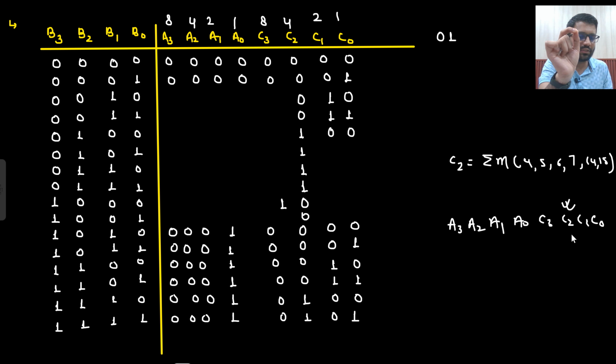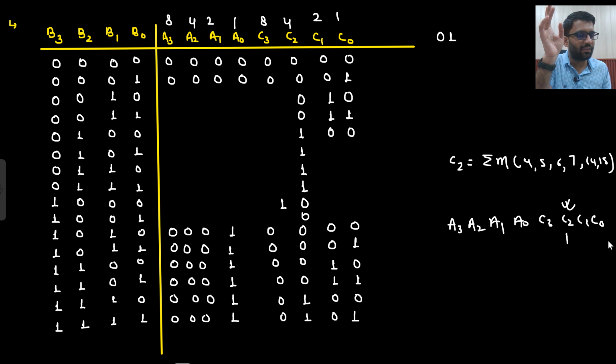If 0, 0, 0 is there, this will be 0. If 1 is there, this will also be 0. If 2 is there, this will also be 0. If 3 is there, this will also be 0. If 4 is there, this bit will be 1, so I will write 4. Then if 5 is there, this bit will be 1. If 6 is there, this bit will be 1. If 7 is there, this bit is 1.